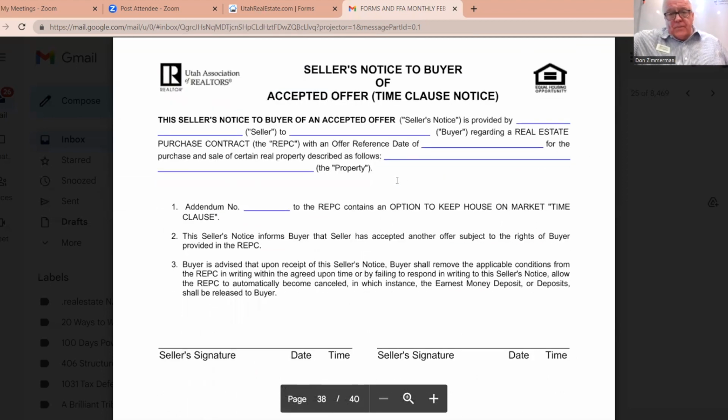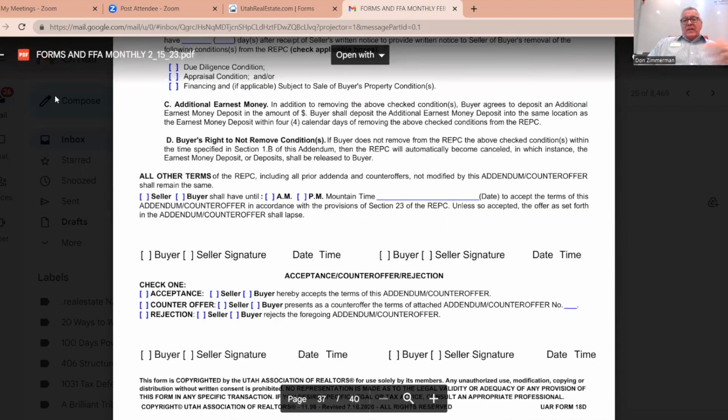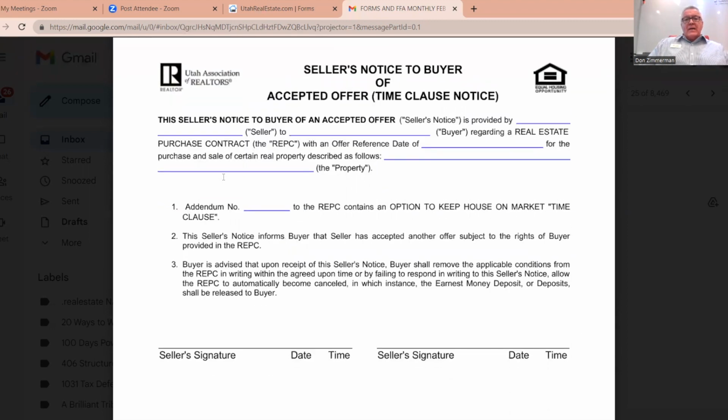This next form is for when you have an offer that your seller has accepted, but it has a time clause. So we've accepted it, but we've got a time clause. Now we have a new offer that came in and we've accepted that because it doesn't have a contingency. So this is the form. There's a form for that, you guys, a form for everything. This is the form that you would use for the seller's notice to buyer of an accepted offer. This is the time clause notice.